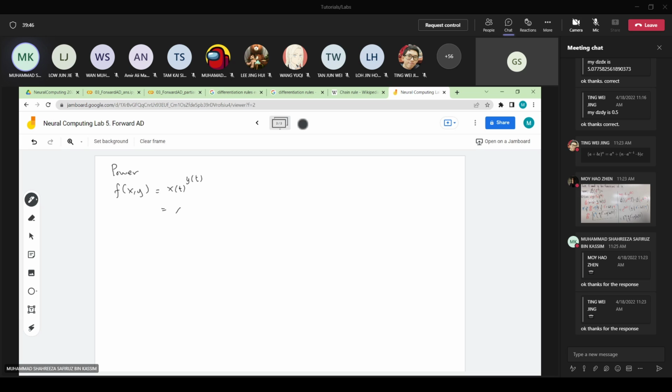Of course you can write it like this and write it like this, and then it says that x is a function of t and y is a function of t, right? Then what you want to ask yourself is, what is the partial derivative of f with respect to t then? What is this?